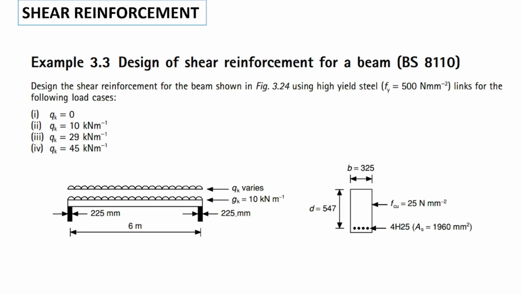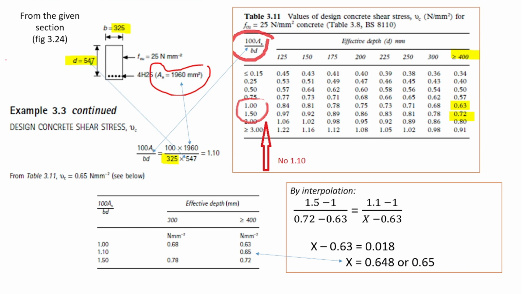Now let me present to you some examples of how you can calculate the shear reinforcement. I have 2 examples that I'm going to present to you here just to show the difference, okay? When your imposed load is 0, meaning there's no live load, and then when the live or imposed load is 10 kilonewton per meter. So let us see the first example.